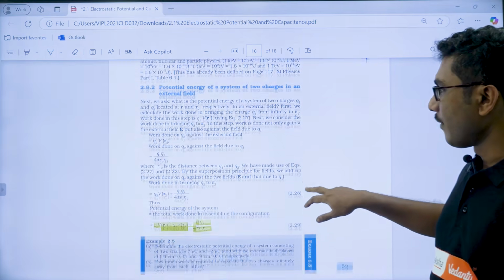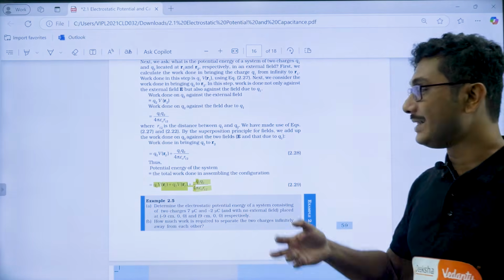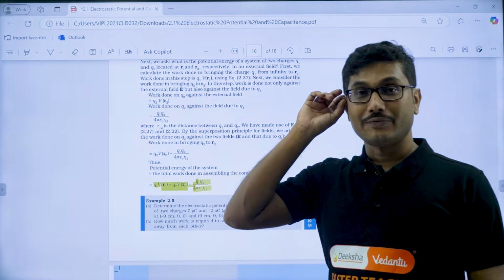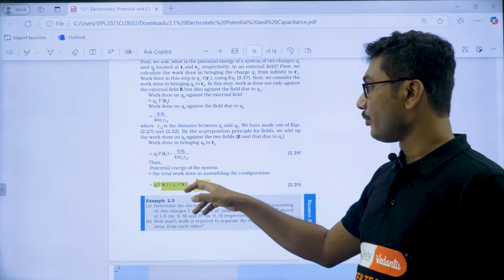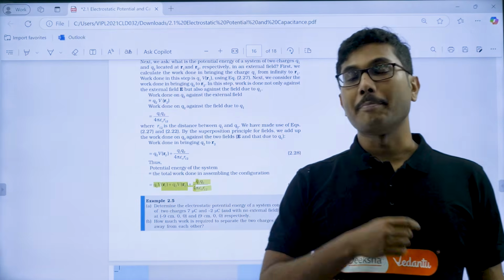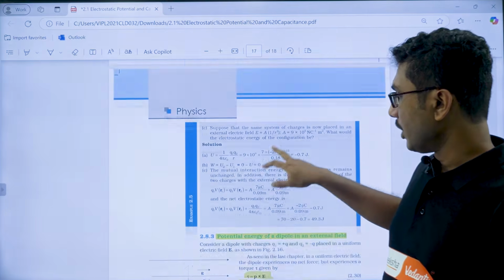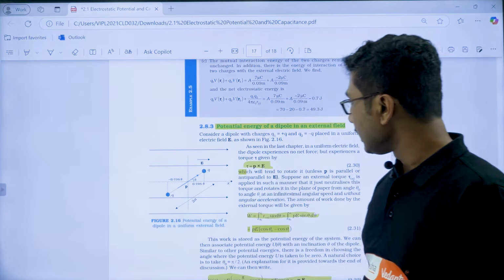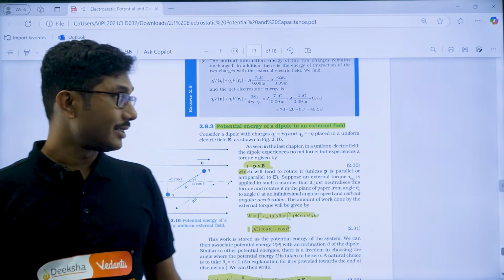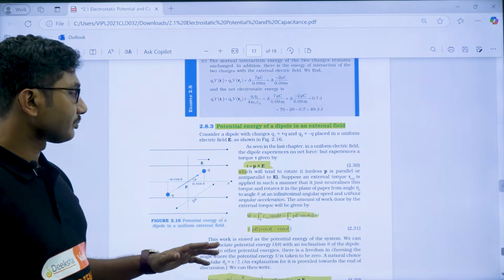energy. Okay, now, potential energy for a system of charges, when you are keeping 2 charges in an electric potential field, then if you know the potentials, you can calculate using this formula. This is also handy from a competitive exam perspective. Okay, so, you can remember this formula. Next is potential energy of a dipole in an external field. So, this is also an important derivation.